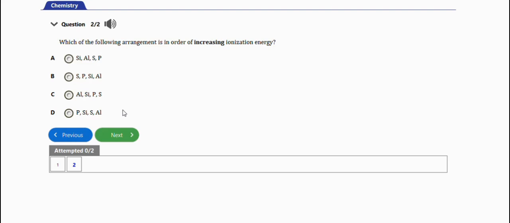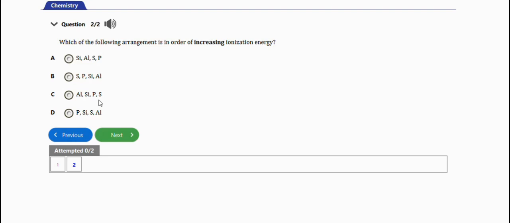So the right option to this question will be option C, because they are in the same period. That's period 3. So after aluminium, you see silicon. After silicon, you see phosphorus. After phosphorus, you see sulfur.